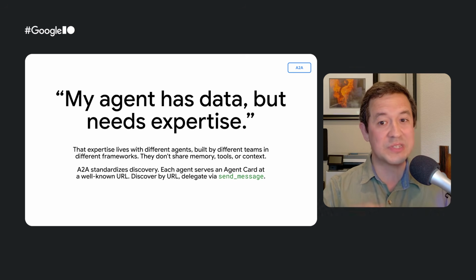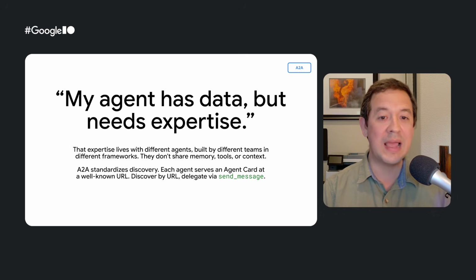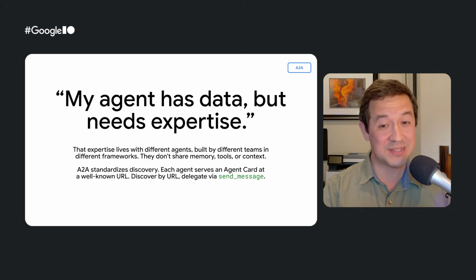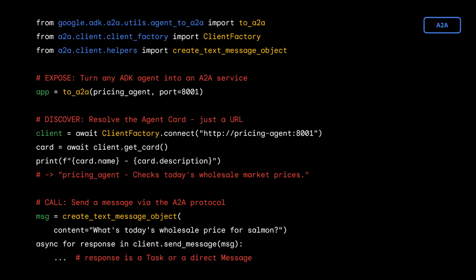A2A solves this through standardized agent discovery. Each agent serves an agent card at a well-known URL that describes its capabilities. Your agent then fetches these cards, discovers what each specialist can do, and talks to them via send message. In ADK, you can expose any agent as an A2A service with one line using the toA2A method.